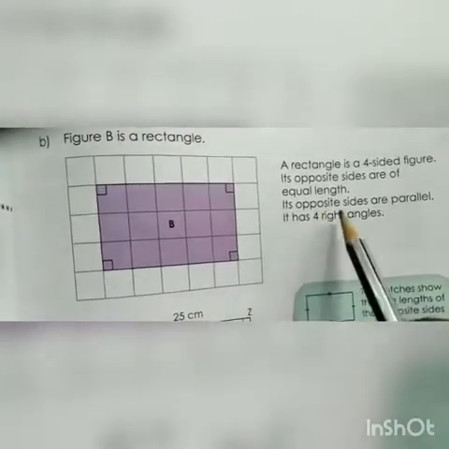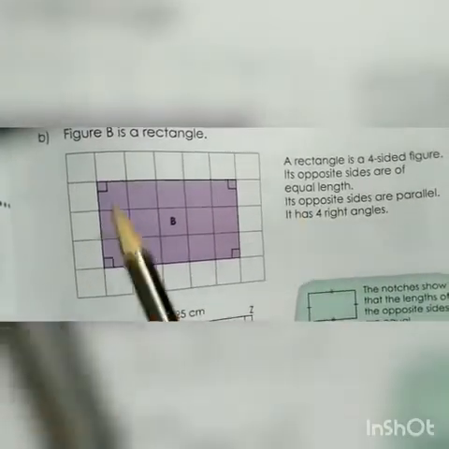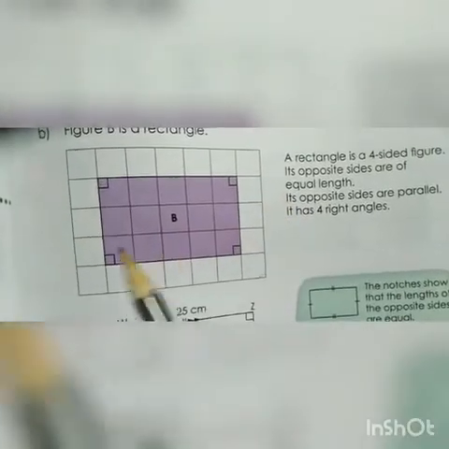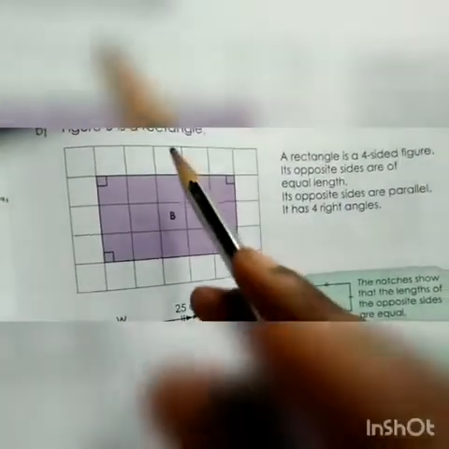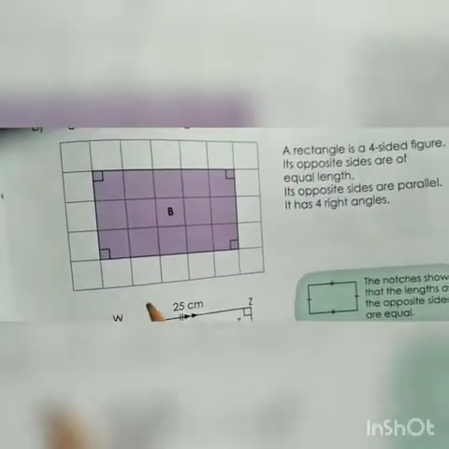And the third one: its opposite sides are parallel. As I said already for a square, the opposite sides are parallel, which means they are in the same direction. And these two sides are also parallel. This line is parallel to this line. Okay. So its opposite sides are parallel.